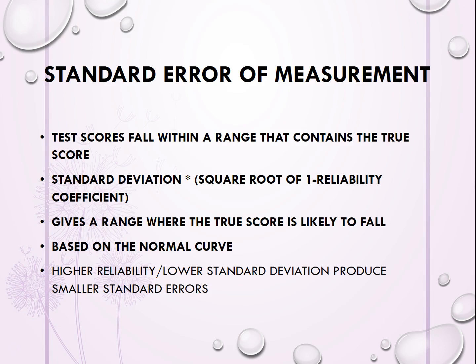The formula for the standard error of measurement is standard error of measurement equals standard deviation times square root of 1 minus reliability coefficient. It gives a range where the true score is likely to fall. It is based on the normal curve. About 2/3 of all test scores fall within plus or minus 1 standard error of measurement of their true scores. In other words, there is about a 68% chance that a person's true score will be found within a range of the obtained score positive or negative the standard error of measurement. In sum, higher reliability or lower standard deviation produce smaller standard errors.